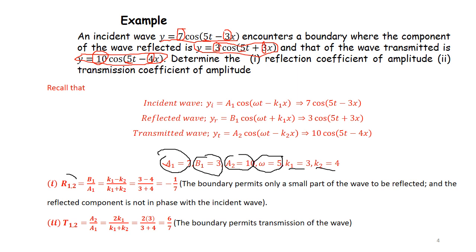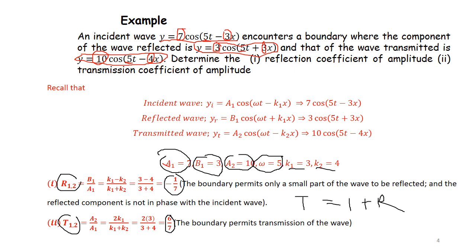So your reflection coefficient R will be minus 1 over 7, and the transmission coefficient will be 6 over 7. Likewise, if you use the formula, T equals 1 plus R, you also obtain the expression. So with minus 1 over 7, that means only a small fraction of the wave is reflected. And the negative sign shows that the reflected wave is not in phase with the incident wave.